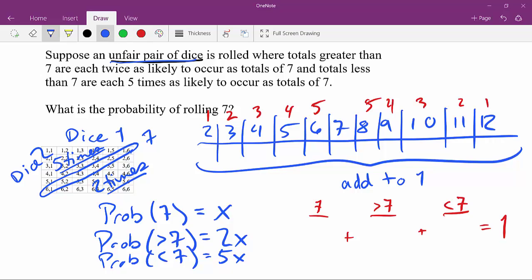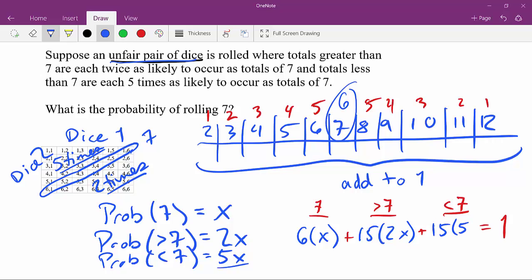So now plugging in our values, we can count the number of outcomes that add to 7. Right? There's 6 outcomes that add to 7. So 6 times its associated probability, which is x, the number that add to greater than 7. That's 5 plus 4, 3, 2, and 1, or 15. And that probability is 2x. And the number that add to less than 7, again, is 15, with associated probability of 5x.